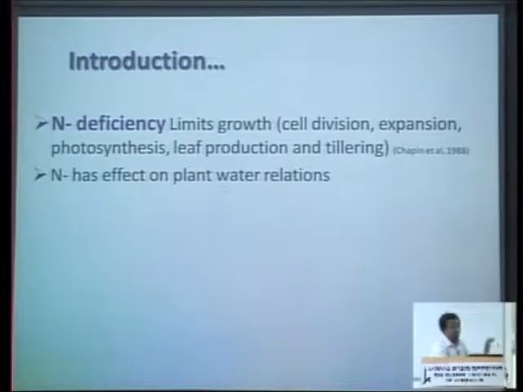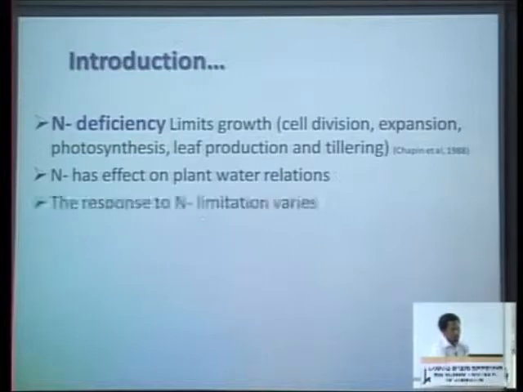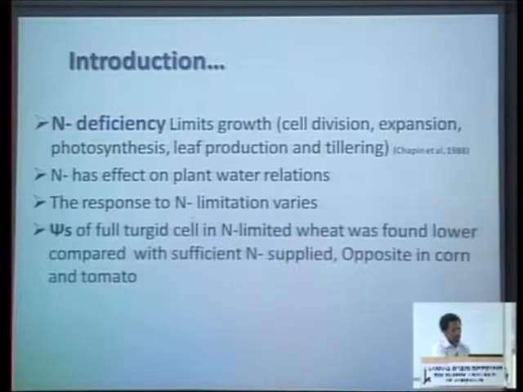So it will have an effect on modifying the water relations of the plant. The response still varies depending on crop types. For example, in a study by Morgan, he found that the osmotic potential of the full turgor cell in nitrogen-limited wheat plants was decreased compared to sufficient nitrogen, but opposite results from other scholars were found in corn and tomato.